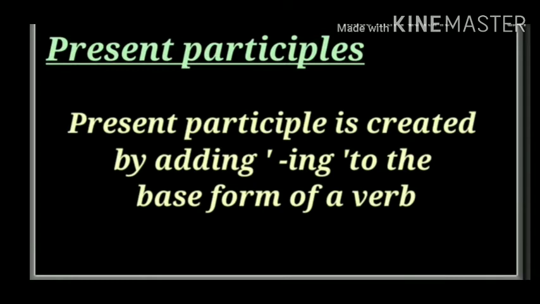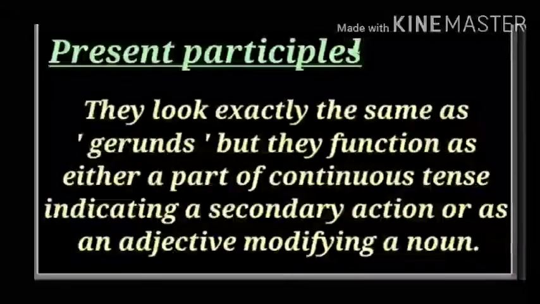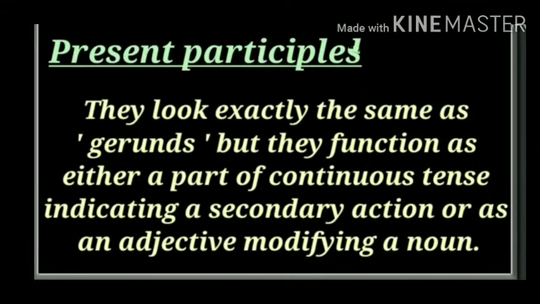Present participle is created by adding ing to the base form of a verb. They look exactly the same as gerunds, but they function as either a part of a continuous tense indicating a secondary action or as an adjective modifying a noun. As I had explained, gerunds are also the ing form in the sentence, but they act as a noun in a sentence. But when we use the ing form as a present participle, it may be either a part of a continuous tense which indicates secondary action or it acts as an adjective in the sentence.